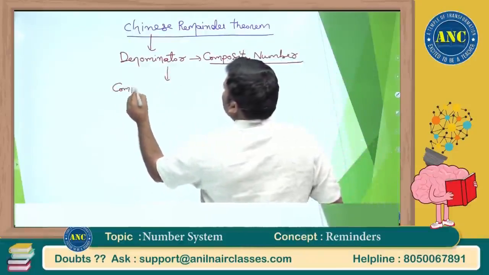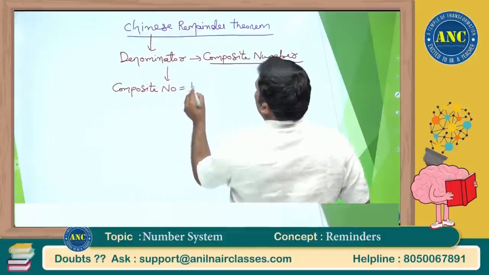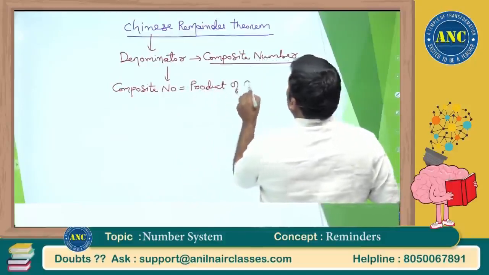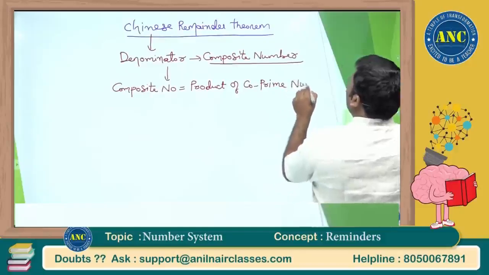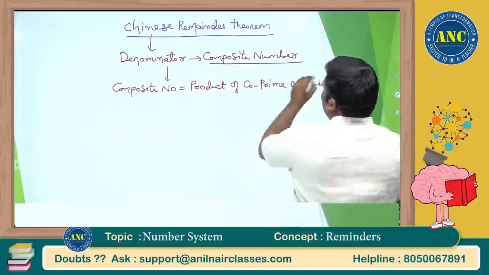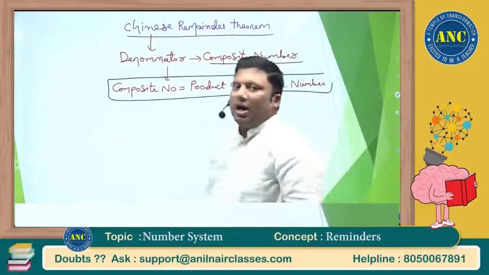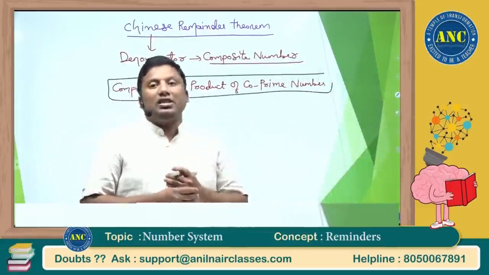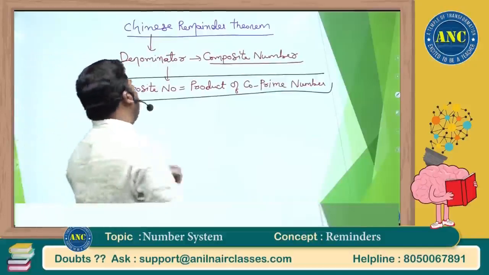Write down the composite number. Write the composite number as a product of co-prime numbers. If the denominator is a composite number, Chinese remainder theorem states, write the number as a product of co-prime numbers. If you can write the composite number as a product of co-prime numbers, then this method is the efficient method.